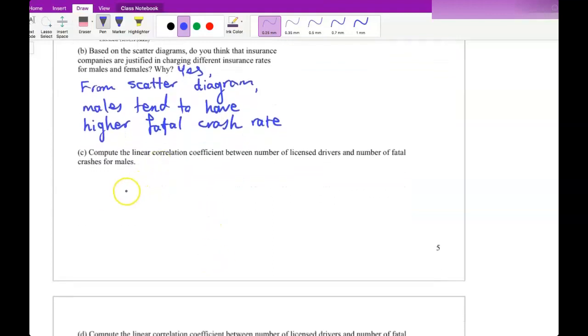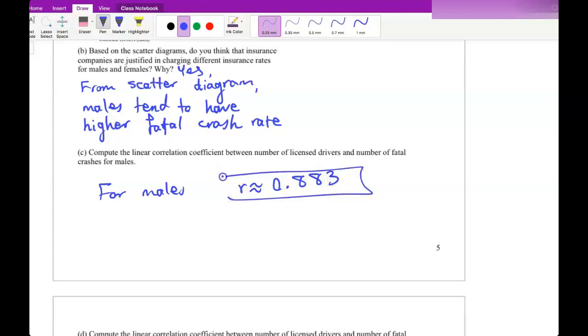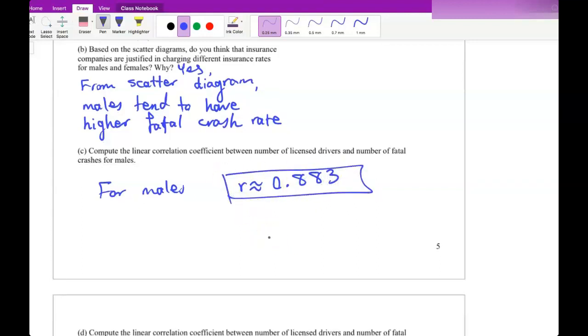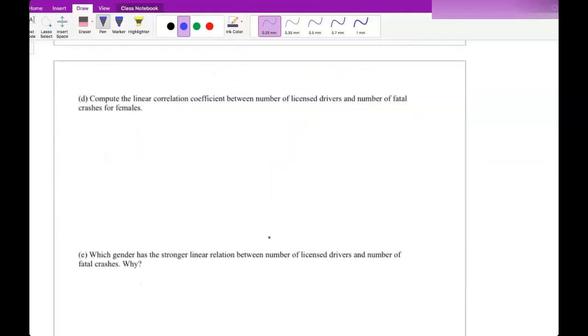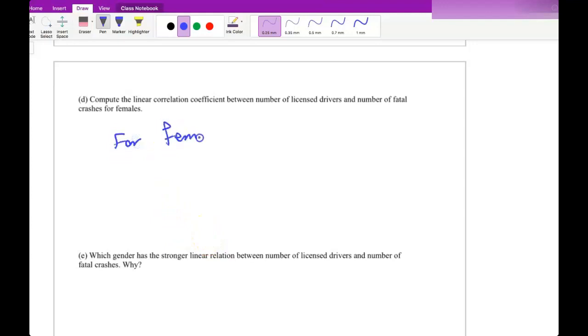The answer for part C was 0.883. And for part D was 0.836.